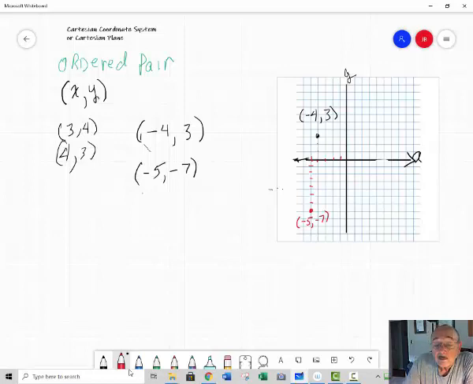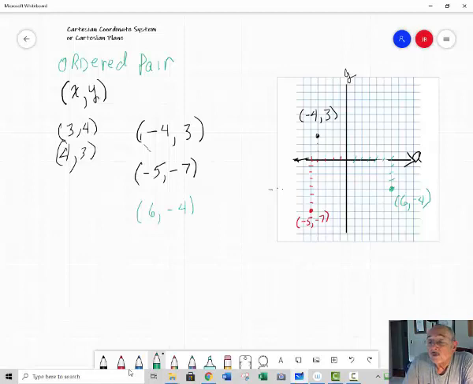One more point. Let's try 6, -4. Where's that point? Well, I'm going to go out the x-axis 6 points, and down 4. So I'm going to come out 1, 2, 3, 4, 5, 6, and then down 4. 1, 2, 3, 4. And this is the point 6, -4.